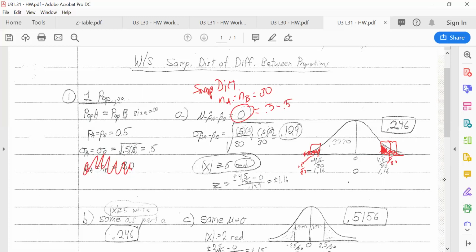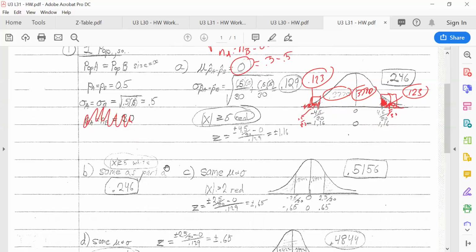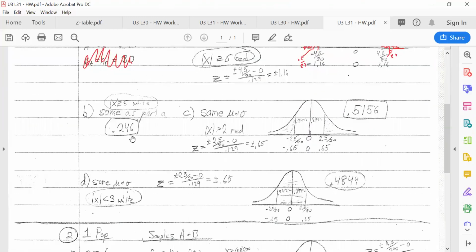That gave me z-scores of plus or minus 1.16. And when I look up 1.16, I get an area of 0.3770. I subtract from 0.5. Technically, I get 0.123 right here and 0.123 right here. I add those together, and I get 0.246. That's how I do number 1A. 1B is the exact same answer because it doesn't matter whether it's 5 or more red or 5 or more white. There's the same proportion of red and white.